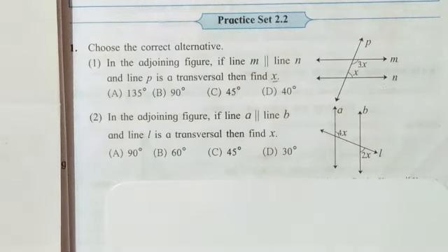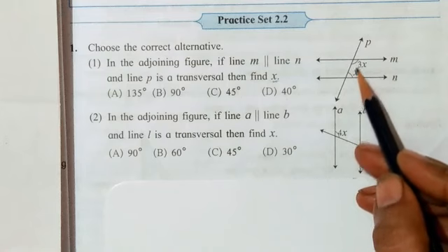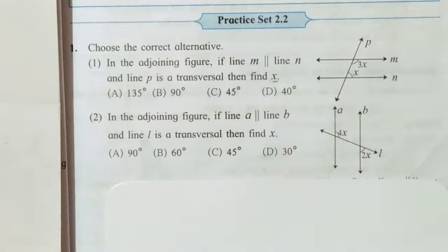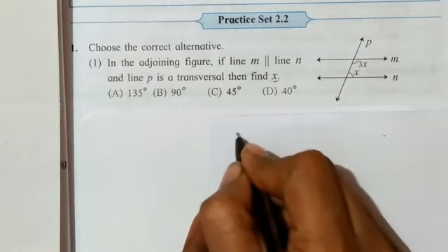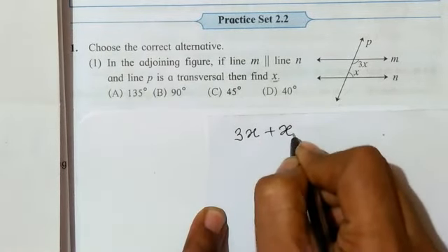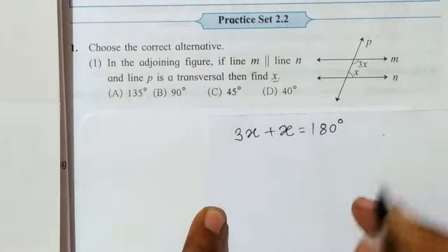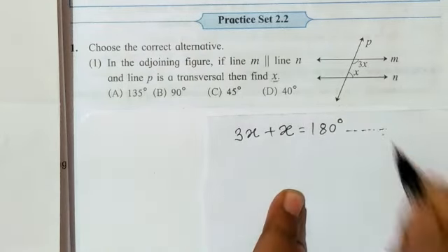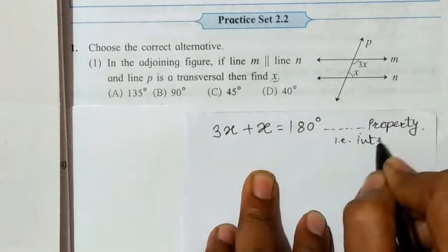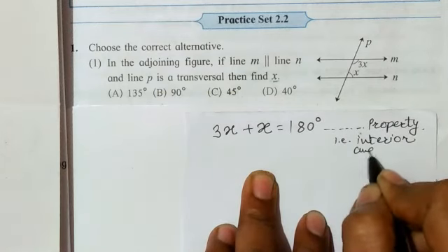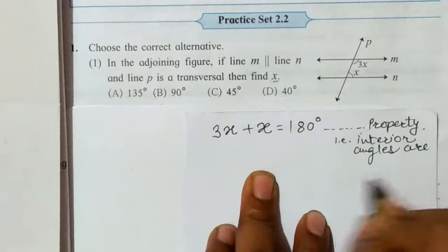Now students, observe it carefully. These two angles are examples of interior angles. As we know the property of interior angles, interior angles are supplementary. So 3x plus x is equal to 180 degrees. Here we can write it: interior angles are supplementary.